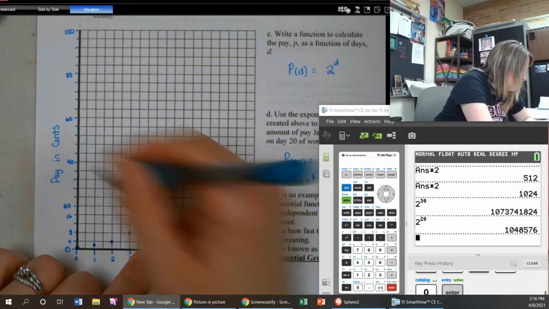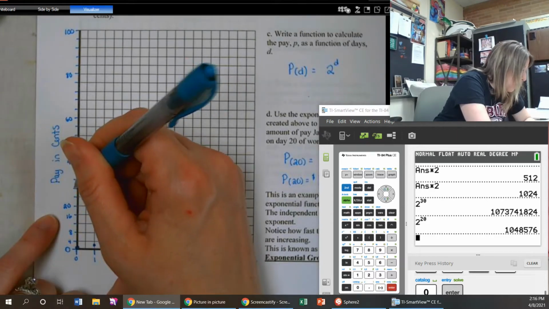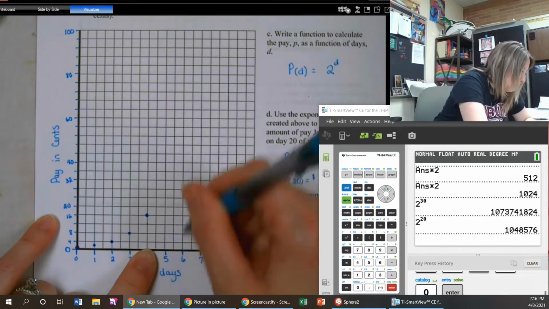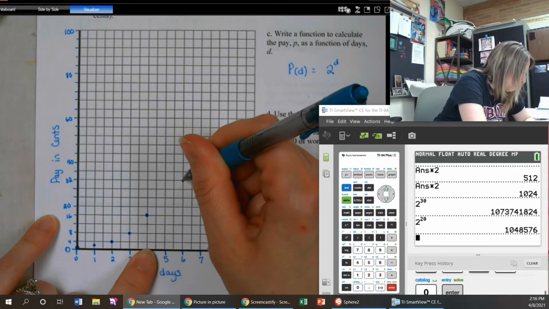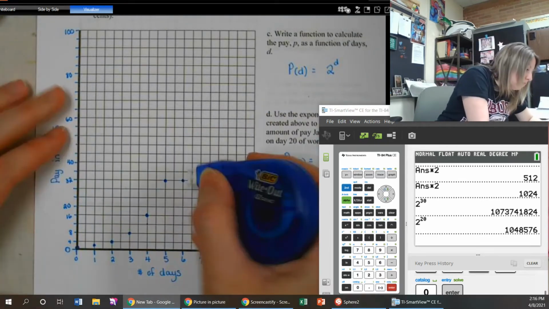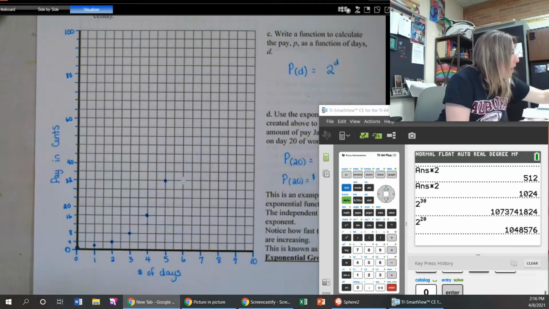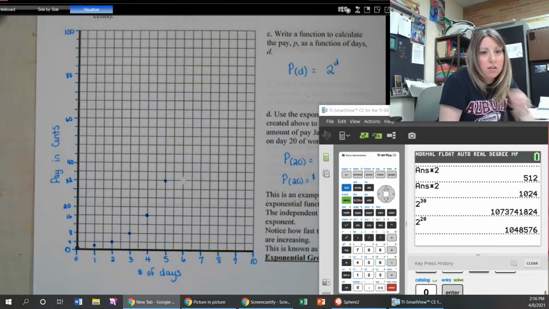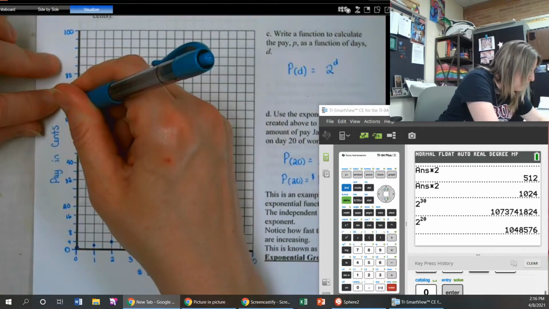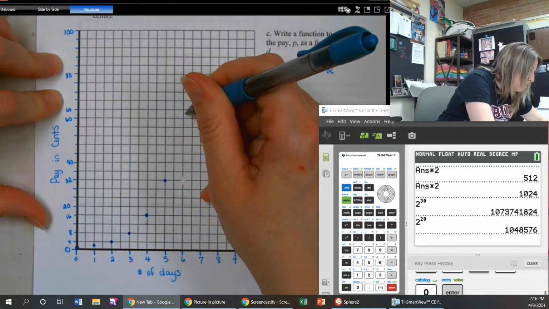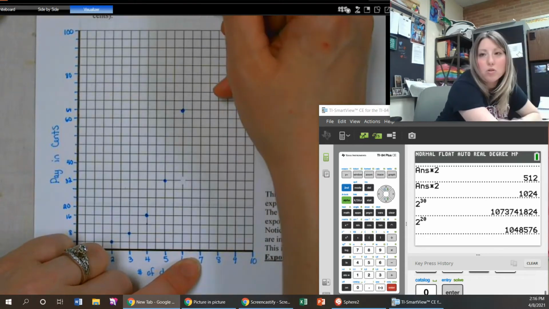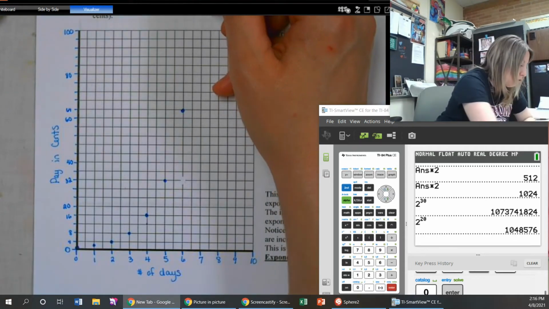And then 5 days goes all the way up to 24, 28, 32, right here. 32 cents. 5 days, my bad. Put my dot in slightly the wrong spot. And then 6 days gets all the way up to 64 cents. So that's right here. There we go. 7 days, too much. 128 cents. That's too much.